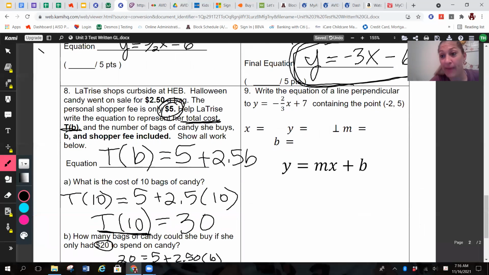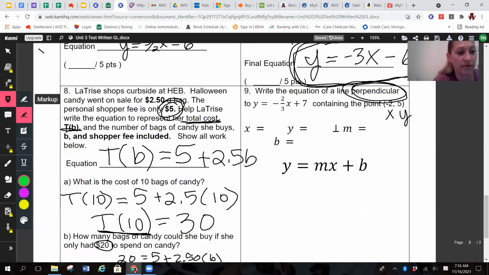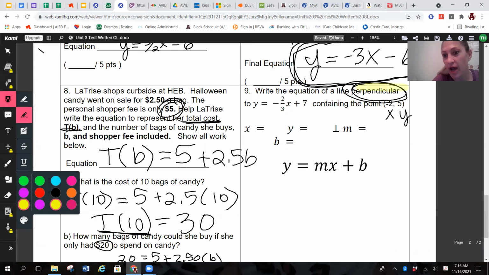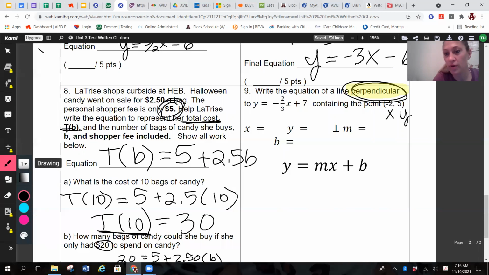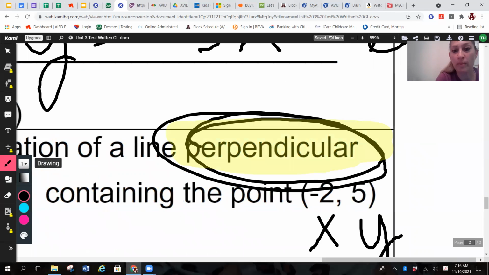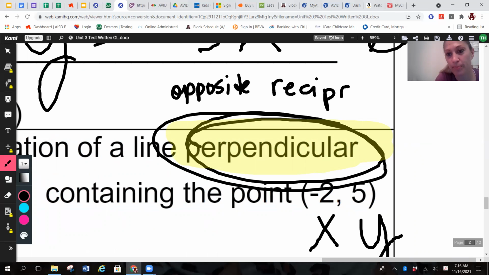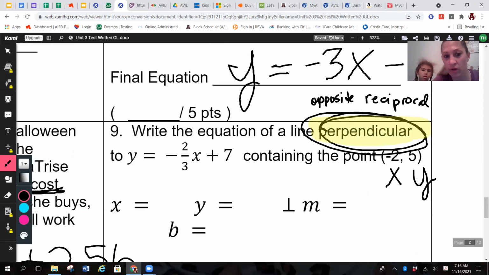Last question, I'm going to power through this. We've got X, we've got Y in our point. Today we want to do perpendicular. Take your highlighter out. You're going to highlight the word perpendicular. And I also want you to write that, remember, perpendicular lines have opposite reciprocal slope. We're almost done, dude. We're on number 9.